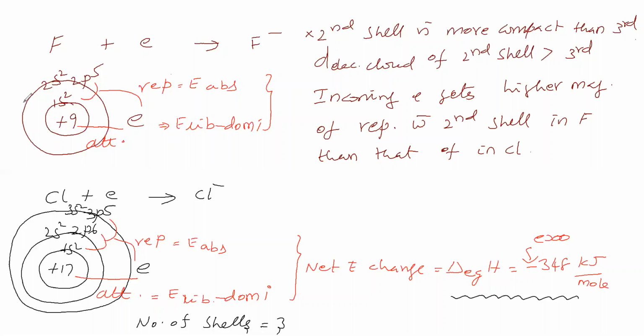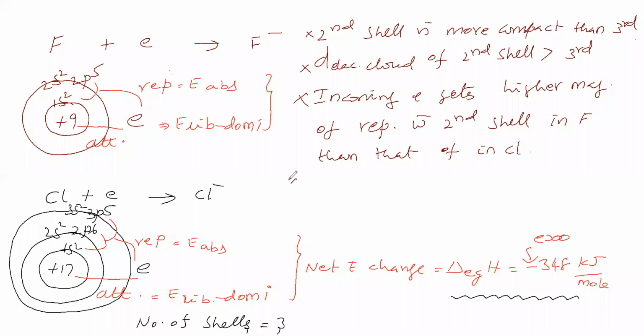In fluorine the valence shell is more compact. In chlorine the valence shell is less compact. Due to that, the density of the electron cloud of the second shell is greater than that of the third shell. Fluorine's second shell, the valence shell, has a higher density of electron cloud. Chlorine's valence shell has a lesser density of electron cloud because it is the third shell. So the incoming electron gets a higher magnitude of repulsion from fluorine's second shell, whereas the incoming electron in chlorine gets a lesser repulsion from the third shell.